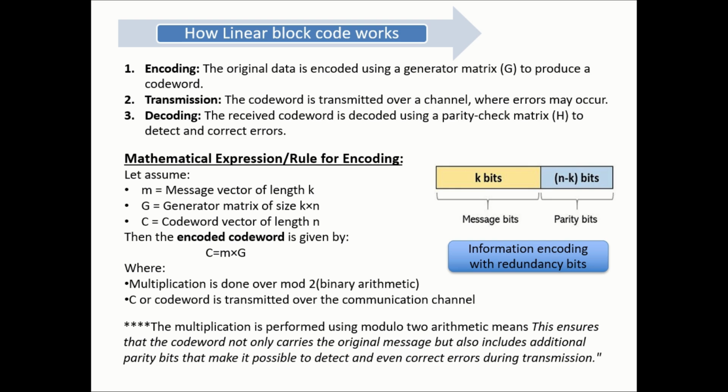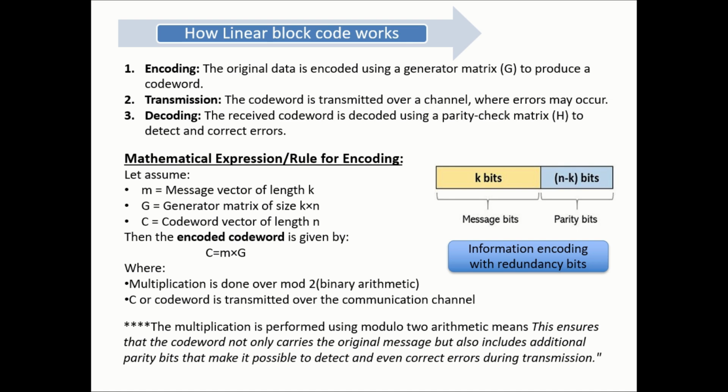So basically, we want to create an encoded code word using this encoding process, and the linear block code is one more encoding process, using the generator matrix to produce a code word. The second step is transmission, where this code word is sent over a communication channel where errors may occur.